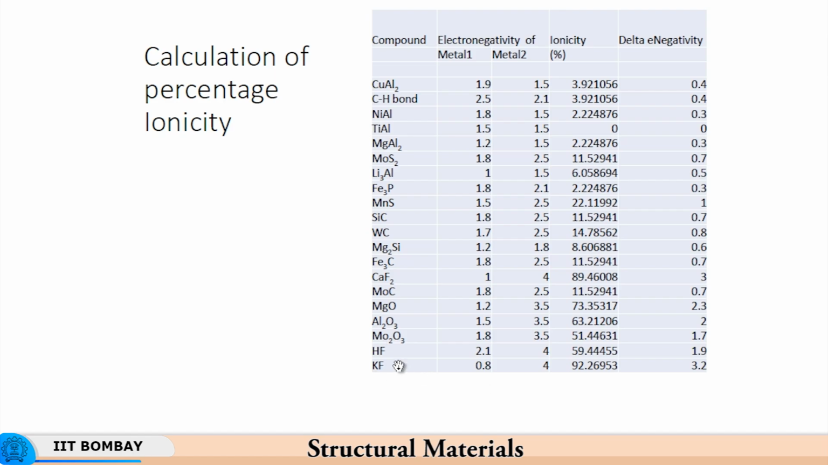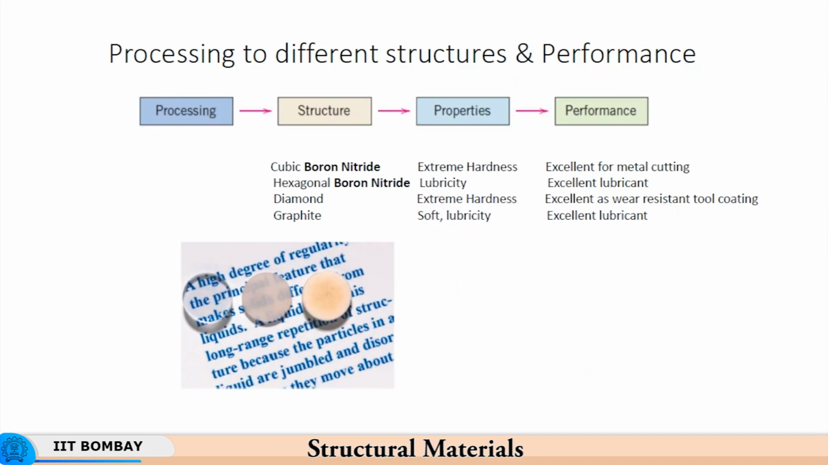In contrast, you have potassium fluoride where the difference is of the order of 3.2, and therefore you have 92% ionicity. So it's practically 100%, very close to 100% ionic.